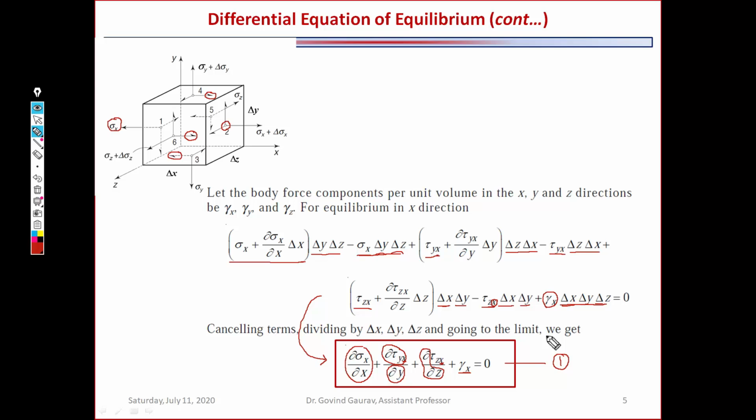Similarly, we will write the equations of equilibrium in the y direction and z direction. Thereafter, we will get the three equilibrium equations in the x direction, y direction and z direction. Why three equations? Because we are working in three-dimensional space. That's why we will have three equations of equilibrium.